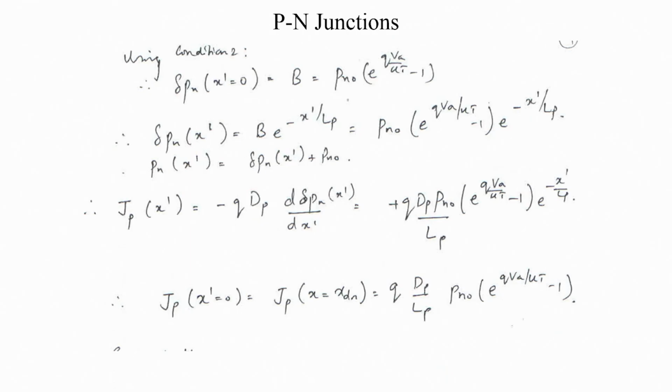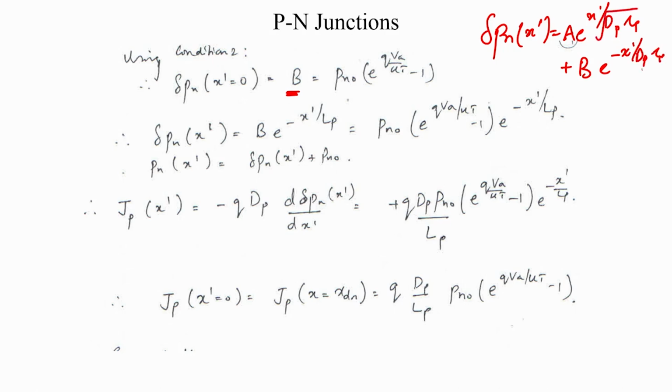And that second boundary condition defines what my B is. So, if you remember, my delta Pn of x dash had two terms. It had an A e to the power x dash by square root of Dp tau p, and it had a B e to the power minus x dash by square root of Dp tau p.